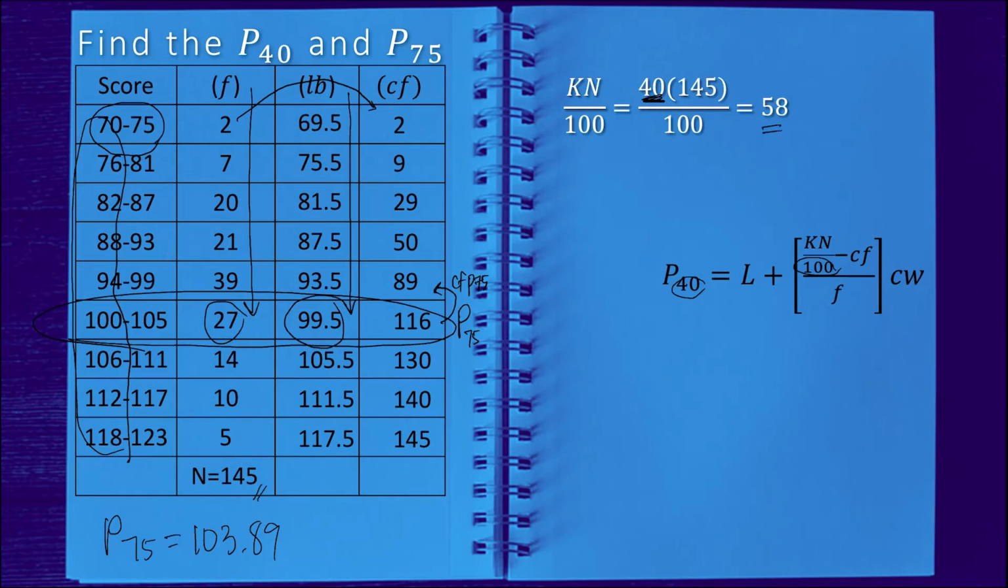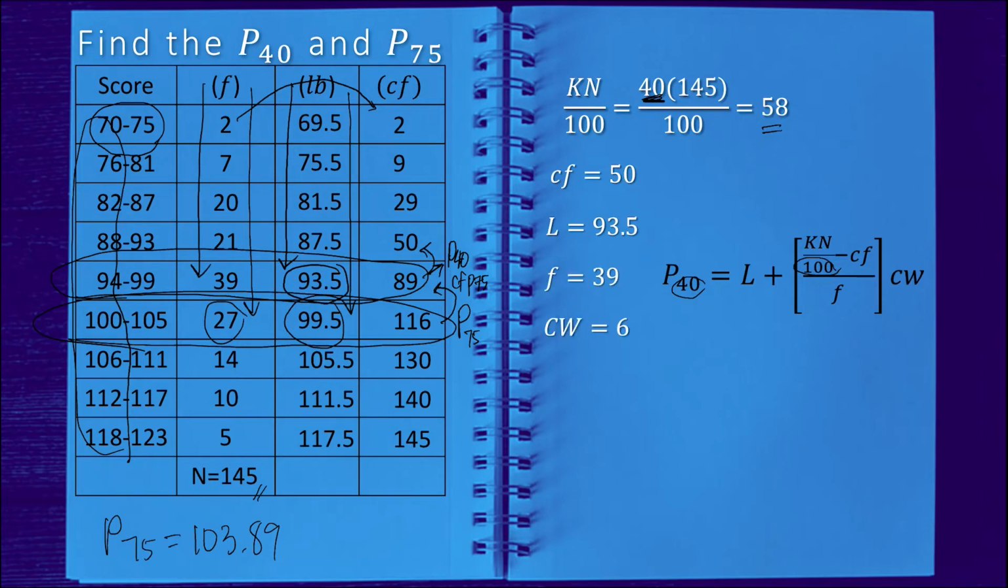Now, saan ba nakabilang si 58? Nakabilang siya dito, sa 89. Diba? Because from 51 to 89, that is the position of P40. Yan po, P40 belongs to 89. And then, identify natin lahat. Si CF, yung nasa taas lang niya, that is 50. Si lower boundary, this one, that is 93.5. The frequency, that is 39. And the CW is 6.